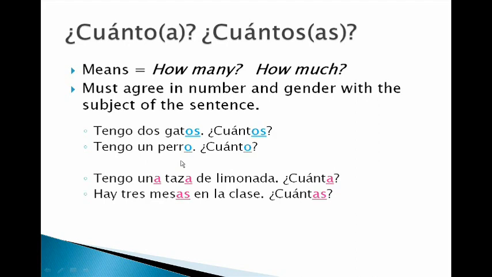Tengo un perro. I have one dog. ¿Cuánto? How many? So it would agree masculine, singular. Tengo una taza de limonada. I have a glass of lemonade, indicating singular, and taza is feminine, so cuánta. Hay 3 mesas en la clase. ¿Cuántas? Agreeing feminine and plural.